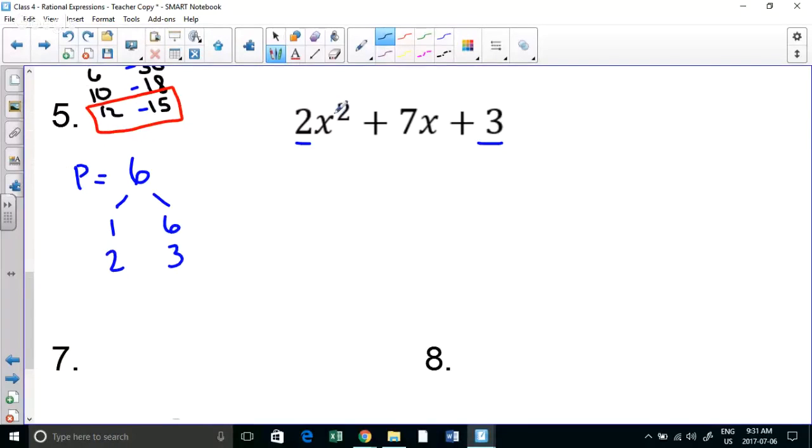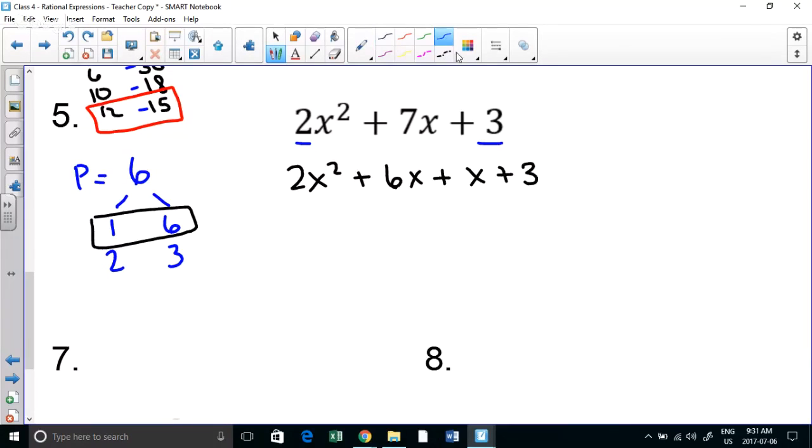I just choose. I see that I want 7, so I want 1, and I want 6. So I have 2x squared plus 6x plus x plus 3. I'm going to group this.